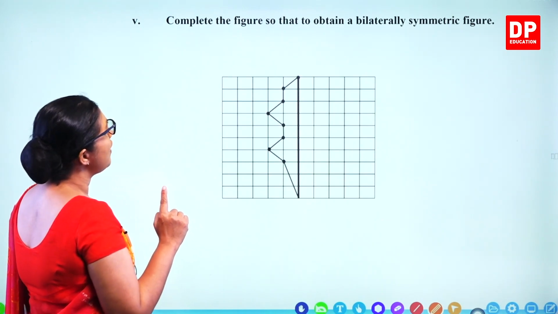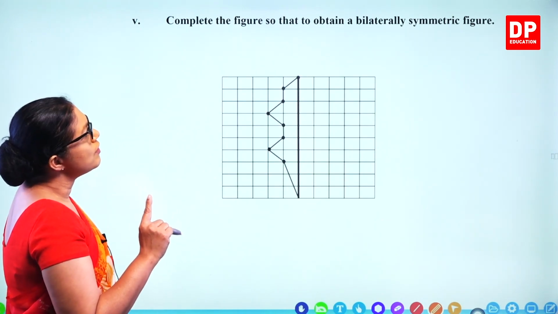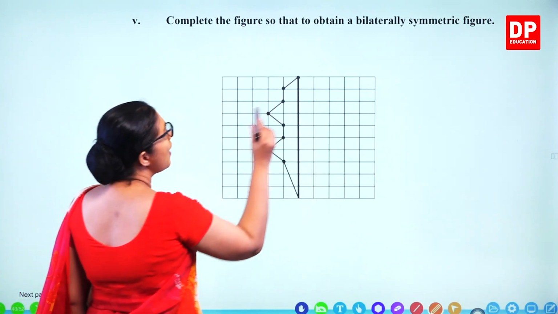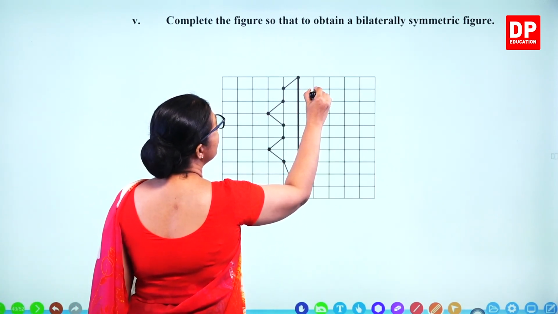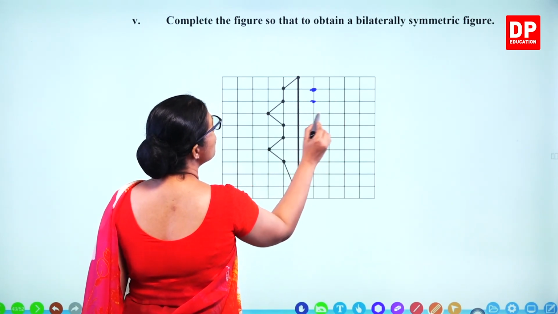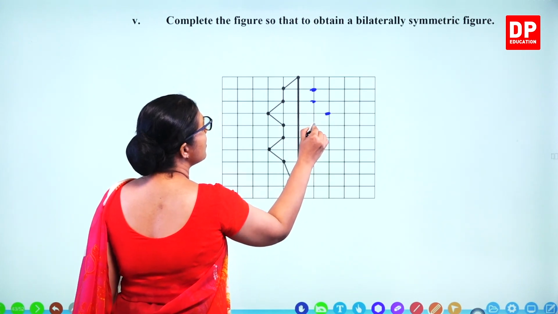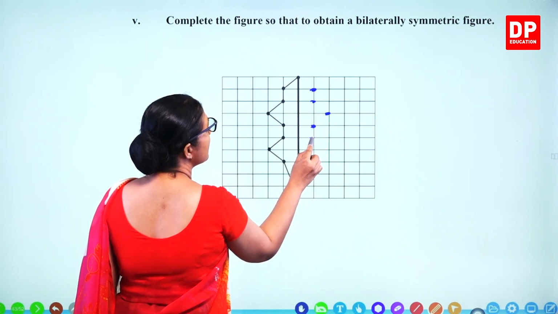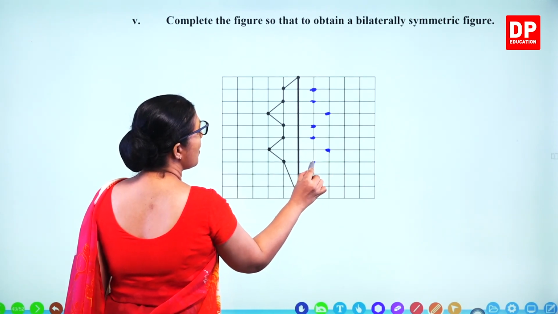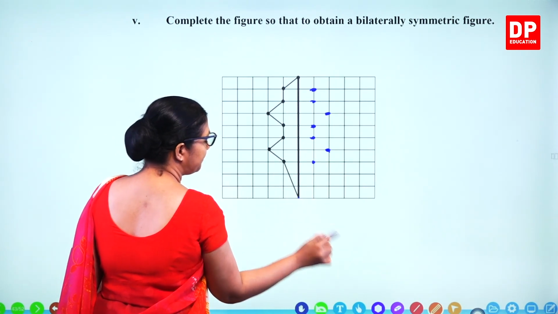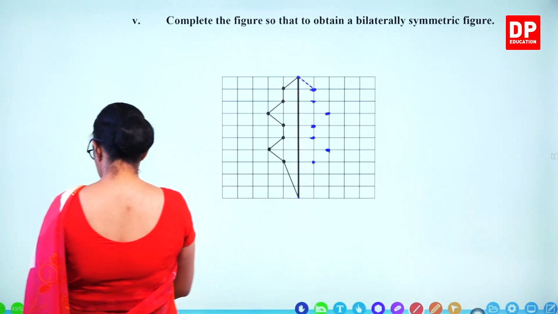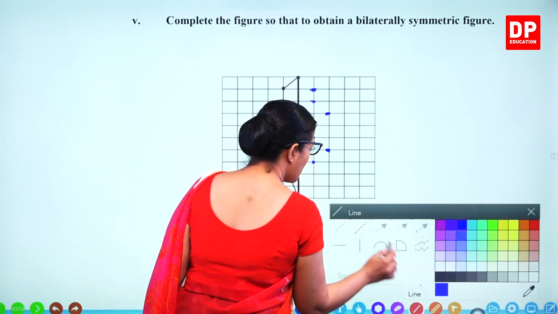Complete the figure so that to obtain a bilateral symmetric figure. So this is the line of symmetry. So we can mark the points. This one square here, here 2 squares, from here, here, and then 2 squares, 1 square, and here. Now you can connect. We'll connect with the continuous line.